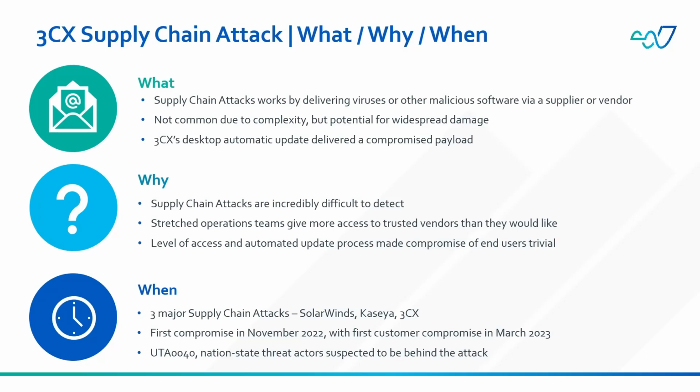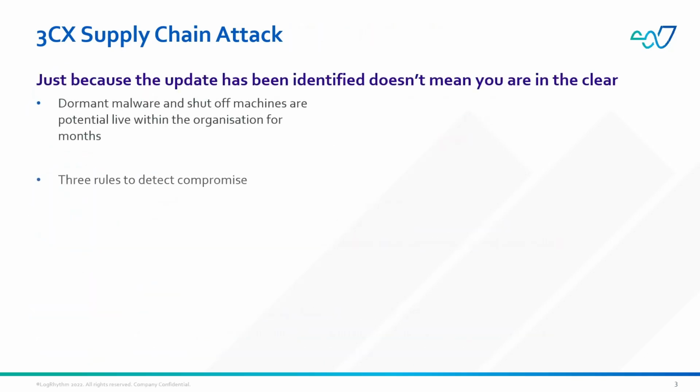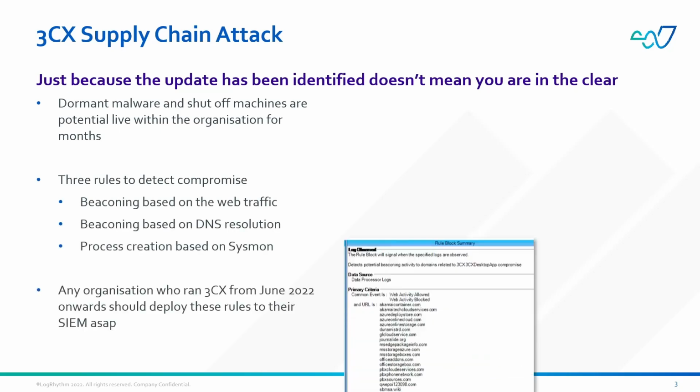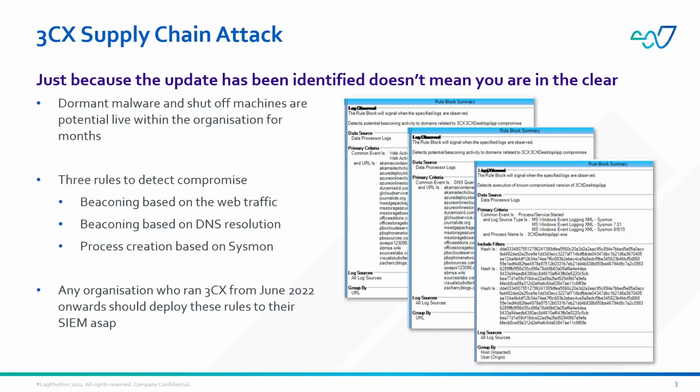Whilst the route for infection is now known and thus contained, the Copilot team have created a set of rules that will allow customers to have peace of mind that should their platform have been compromised with dormant malware, their SIEM will still be able to detect its actions when it awakes.